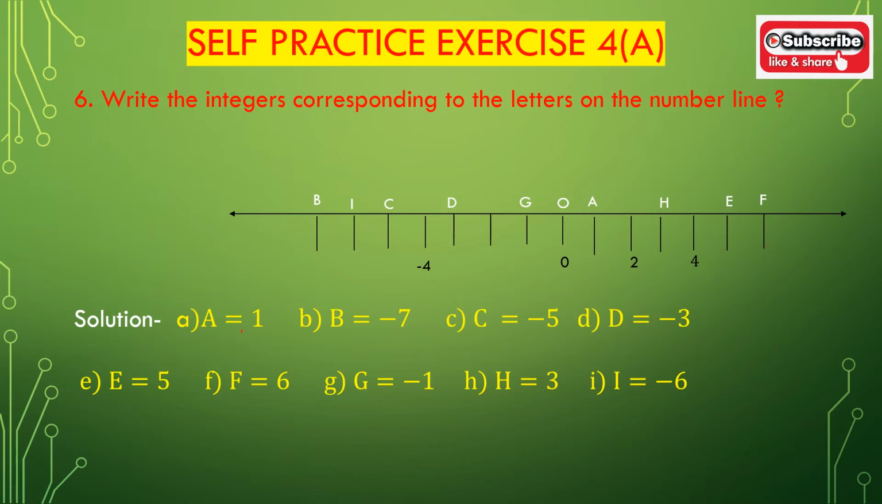B, C, D, G and I are negative integers, and E, F and H are positive integers. A, E, F and H are positive integers, and B, C, D, G and I are negative integers.